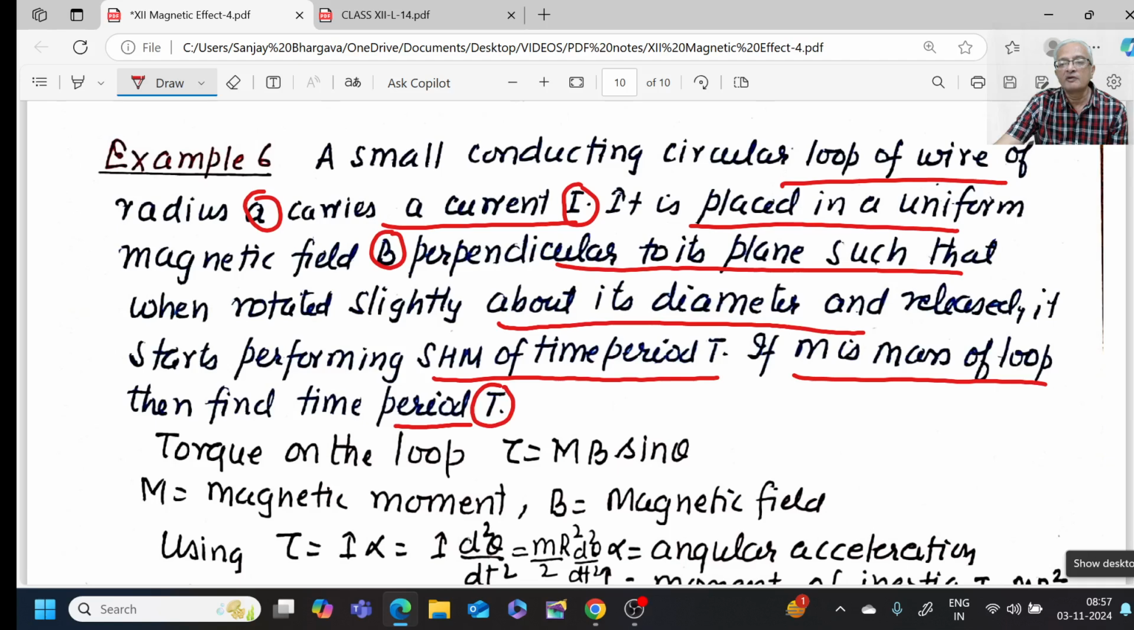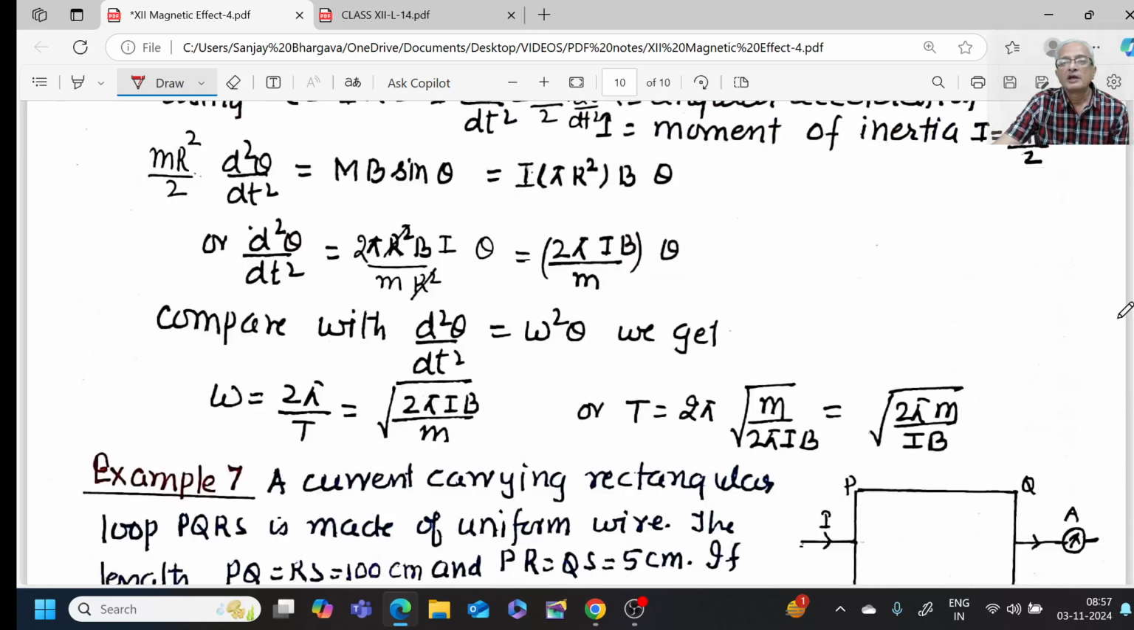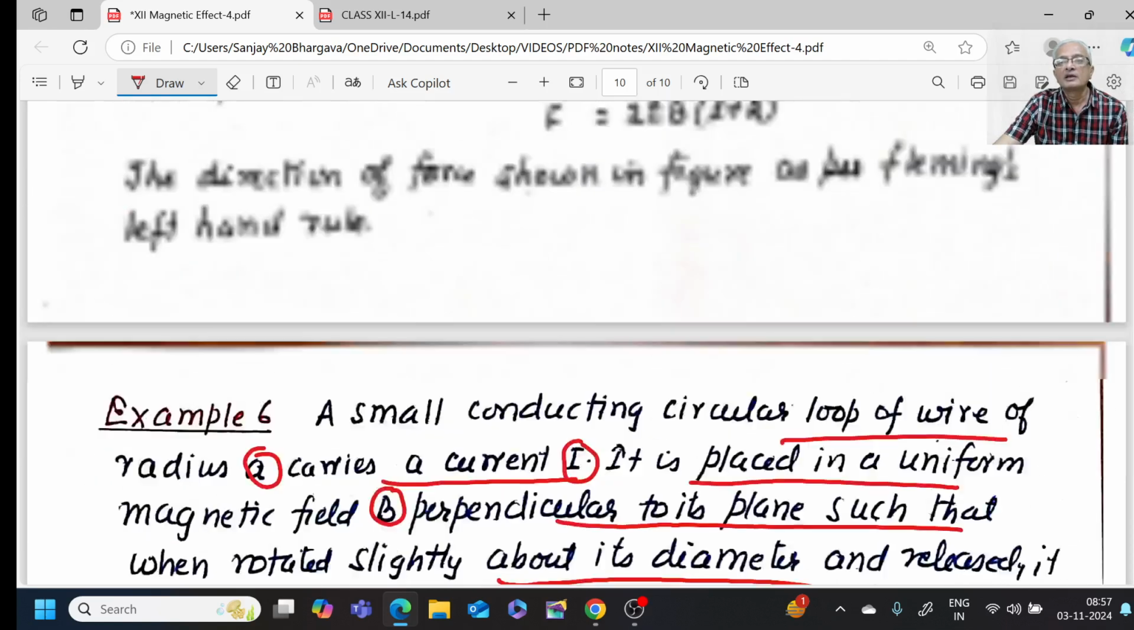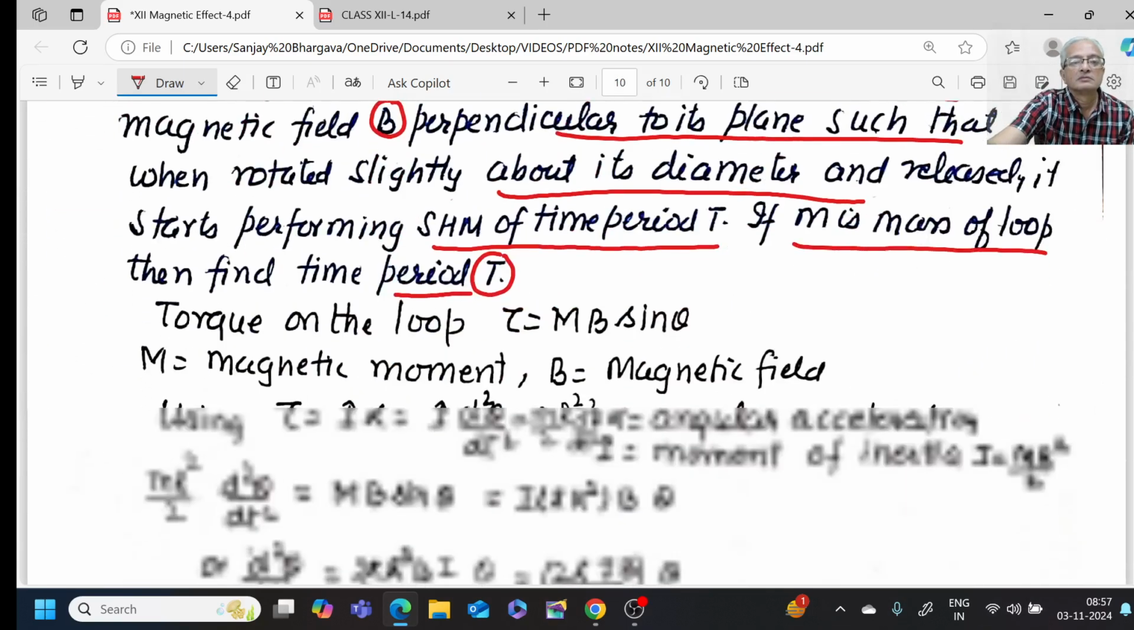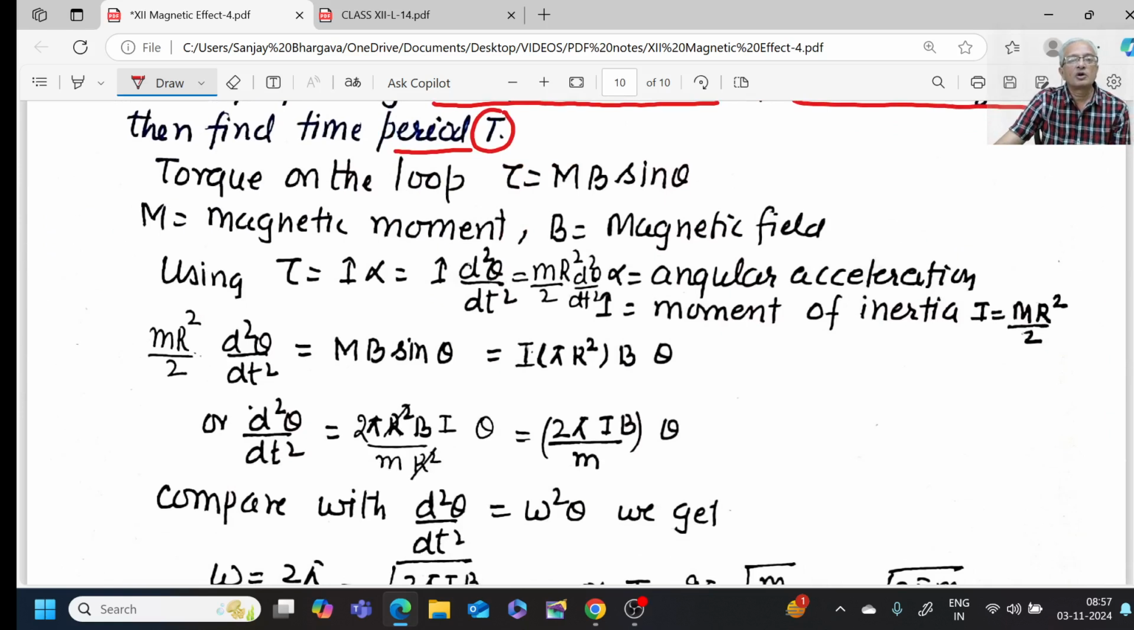Torque is normally given by MB sin theta. So the torque on the loop is given by MB sin theta, where M is the magnetic moment and B is the magnetic field. Torque can also be written as I times alpha, where alpha is the angular acceleration d2 theta by dt square, and what is I? The moment of inertia. And the moment of inertia is given by mr square by 2.